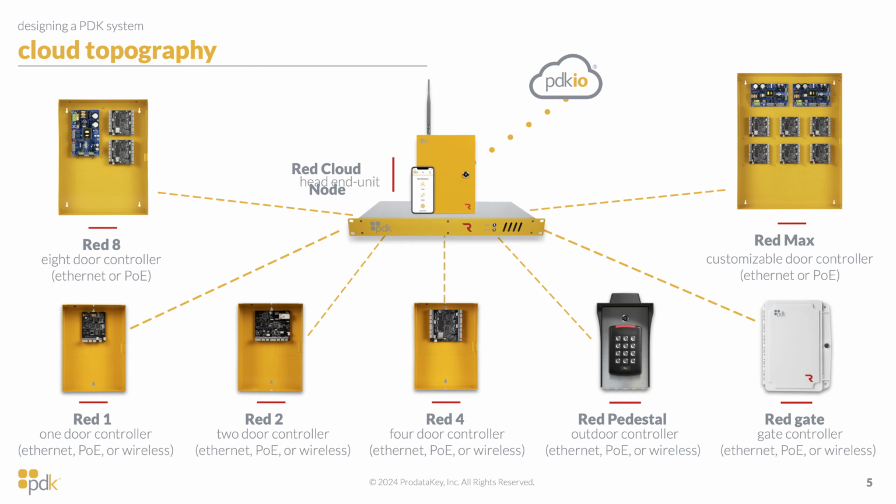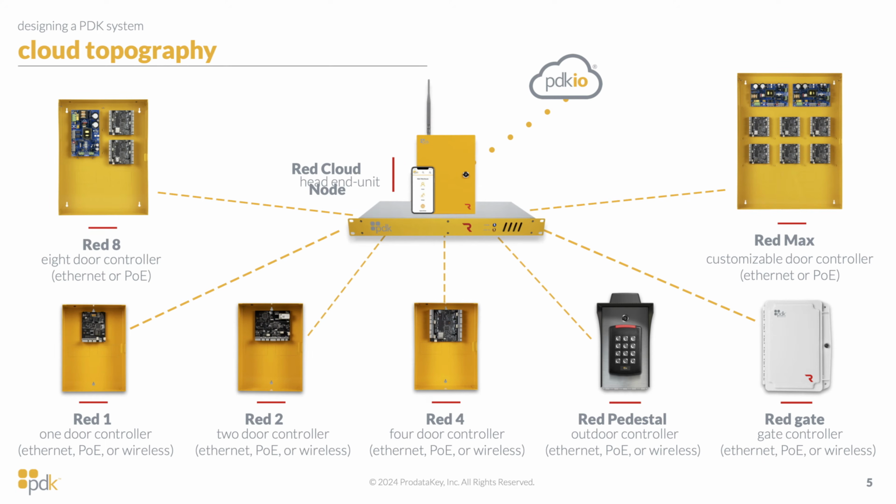So, for our topography, we have PDK.io, the software. We're not going to be covering really anything about PDK.io in this session because we are working with the on-site equipment for the site design piece. But we have our cloud node, which is going to be the head-end unit, and we have a couple of different models of that. We have the controllers, which include the Red 1, Red 2, Red 4, Red 8, and Red Max. Also not to be forgotten are the Red Pedestal and Red Gate and the Aux 8, which does not appear on this slide.